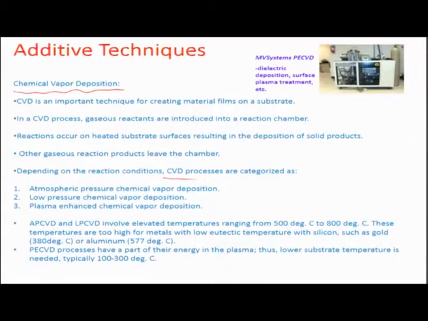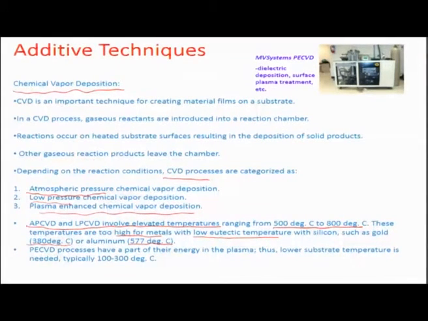CVD can be carried out under different pressure conditions. For example, there can be the APCVD, the LPCVD and the PECVD, the plasma enhanced chemical vapor deposition. And the APCVD, LPCVD involve typically elevated temperatures ranging from 500 to 800 degrees Celsius. These temperatures are too high for metals, particularly with low eutectic point, and you can use materials like gold which has about 380 degrees Celsius eutectic point, and aluminum which is 577 degrees Celsius eutectic point to some extent to make deposition possible.